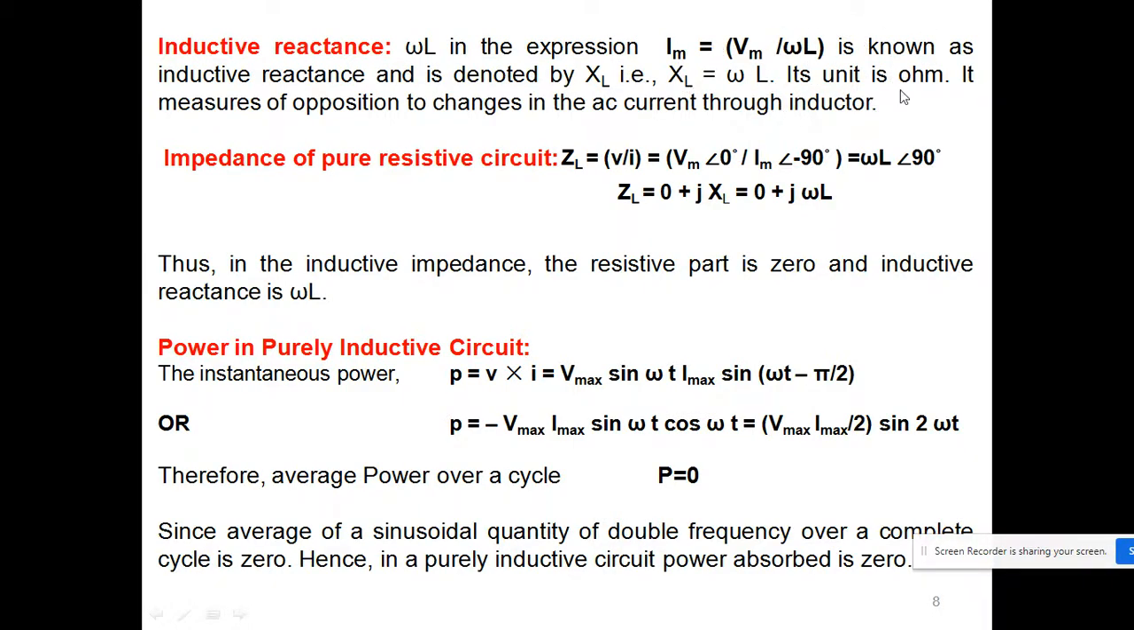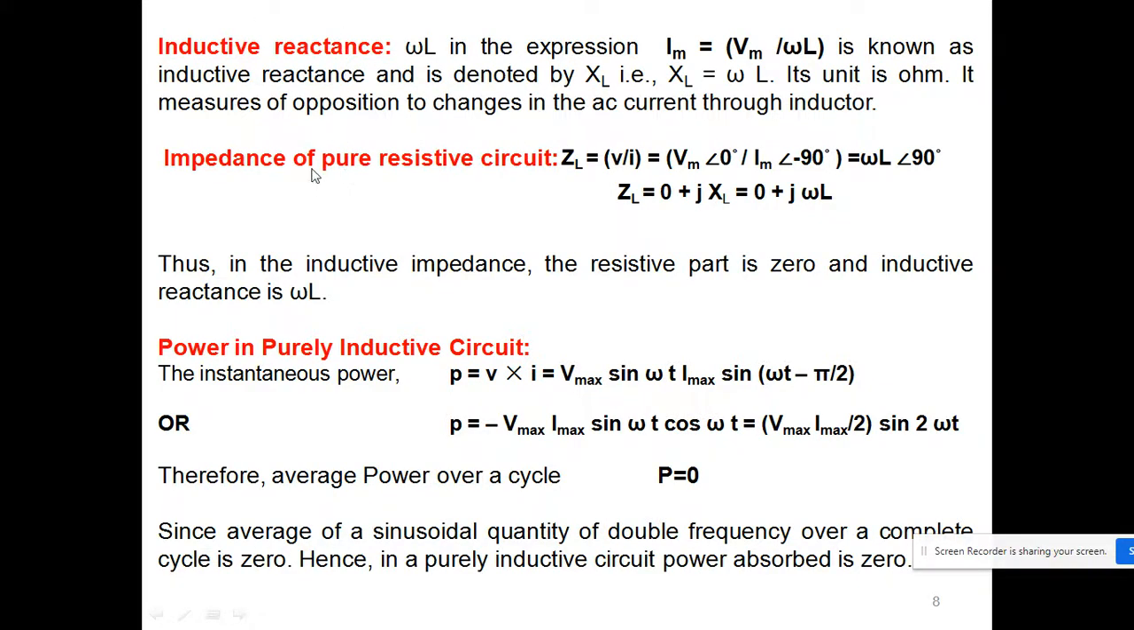It is also a resistance, and it measures the opposition to the change in the AC current through the inductor. That is the physical significance. It measures the opposition to the changes in the AC current through the inductor. That is the meaning of this.